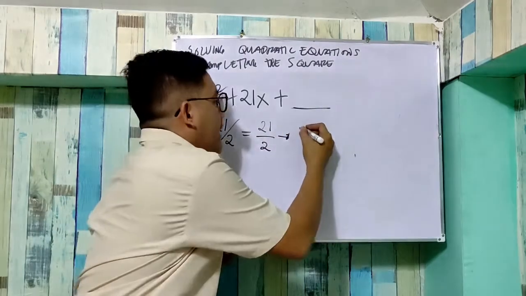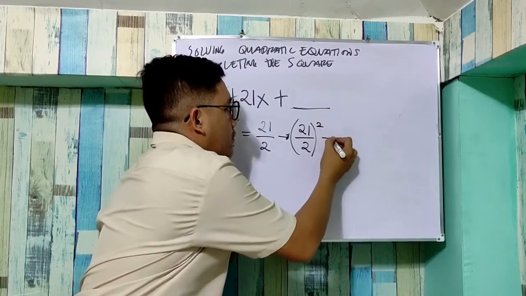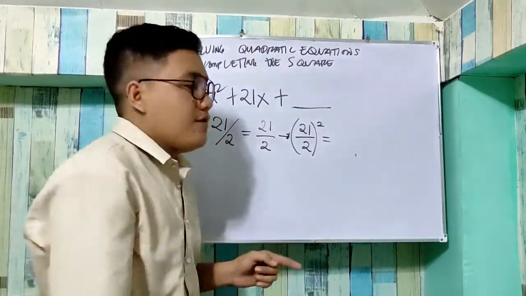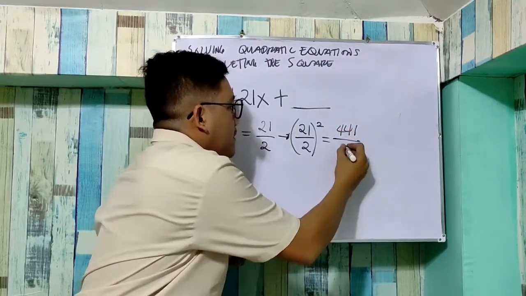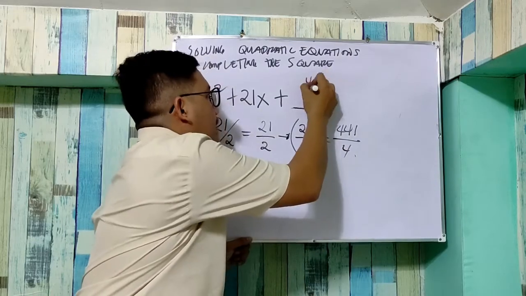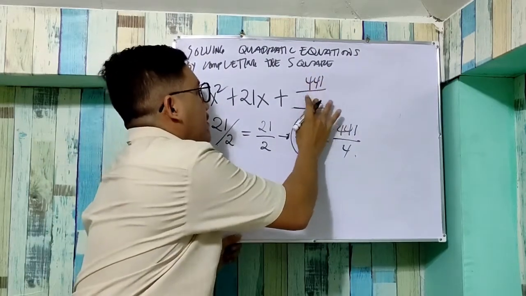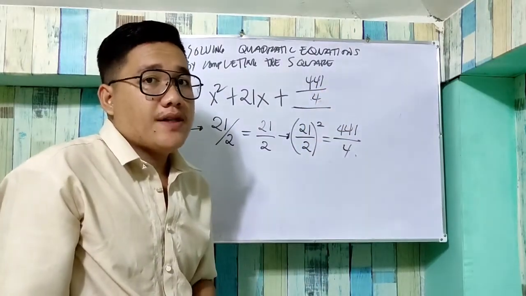Then, i-multiply natin or i-square natin. So, 21 raised to 2, 21 times 21, that is 441. Divided by 2 times 2, that is 4. So, therefore, this is 441 over 4 to make it a perfect square trinomial.